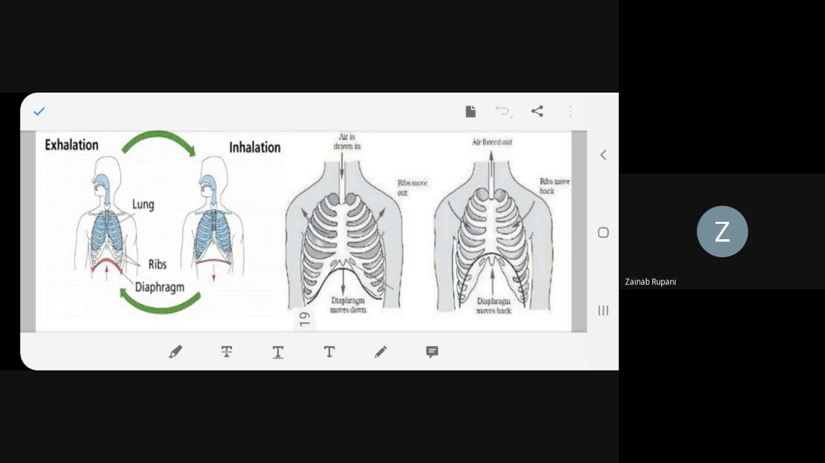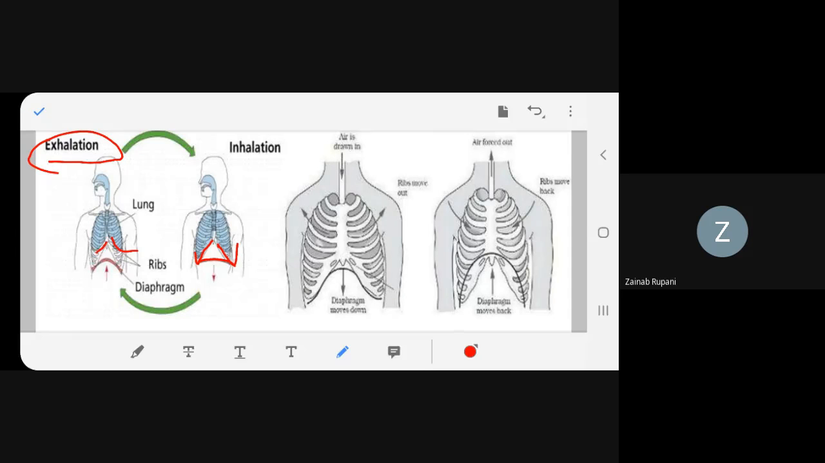Inhalation. Look at the diagram. Can you see this diagram? Yes. This is inhalation. That means the size of the lungs will increase. This is exhalation. That means the size of the lungs decreases. You can see the size of the lungs like this, and look at the size of the lungs here. Can you see the difference?